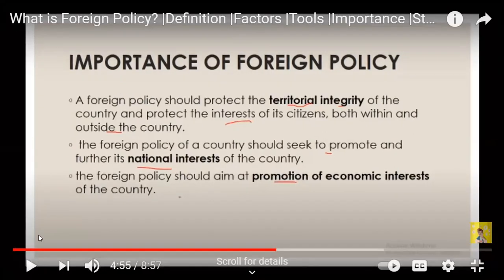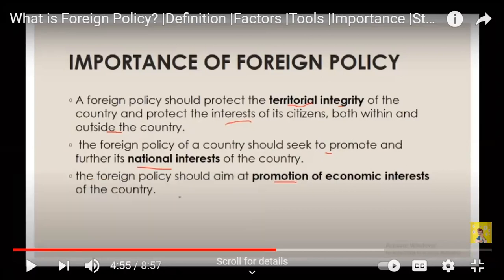Here is a really important part of foreign policy in many countries of the world. Number one, they should protect the territorial integrity of the country. Every country has its own territorial integrity. Do you see on the map of the world, for example, that every country has boundaries? So you have a kind of line.